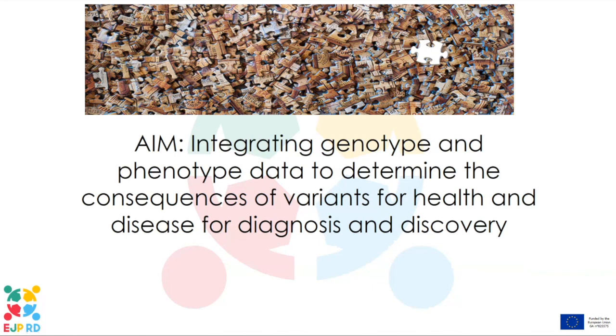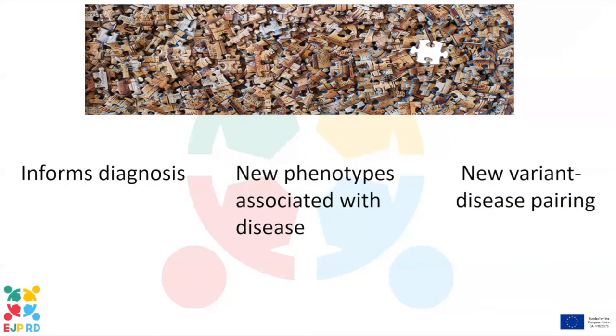So what I'd like to do is end where I started. The aim of Decipher is to integrate the genotype and the phenotype data to determine the consequence of variants for health and disease, both for diagnosis and discovery. And what I'd just like to point out is Decipher has very granular phenotypes. This not only helps to inform the diagnosis and helps you to decide if your patient really is a very good match with another patient in Decipher, but it allows you to find new phenotypes associated with a disease, and it also allows you to find new variant disease pairings.